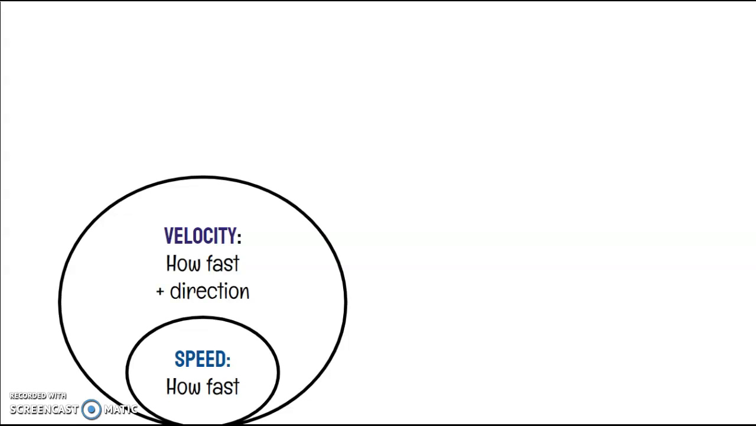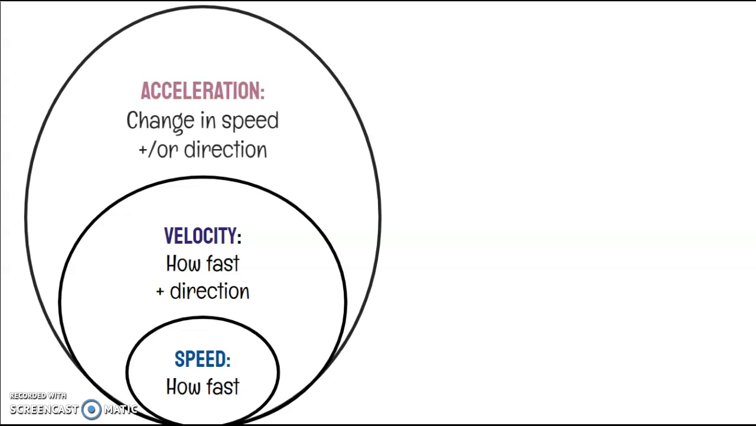If you're going down the highway at 75 miles per hour, that would be your speed. That's how fast you're going. But if you add the detail that you're going 70 miles per hour east, now your speed turns into velocity because you've added a direction. Finally, acceleration is a change in velocity. A change in velocity could be a change in speed, or how fast you're going, or it could mean a change in direction.